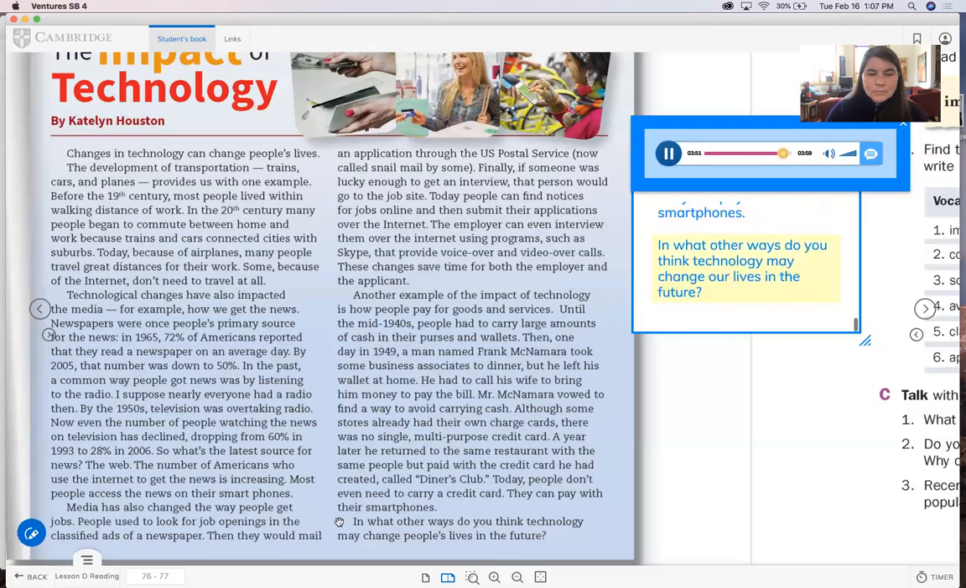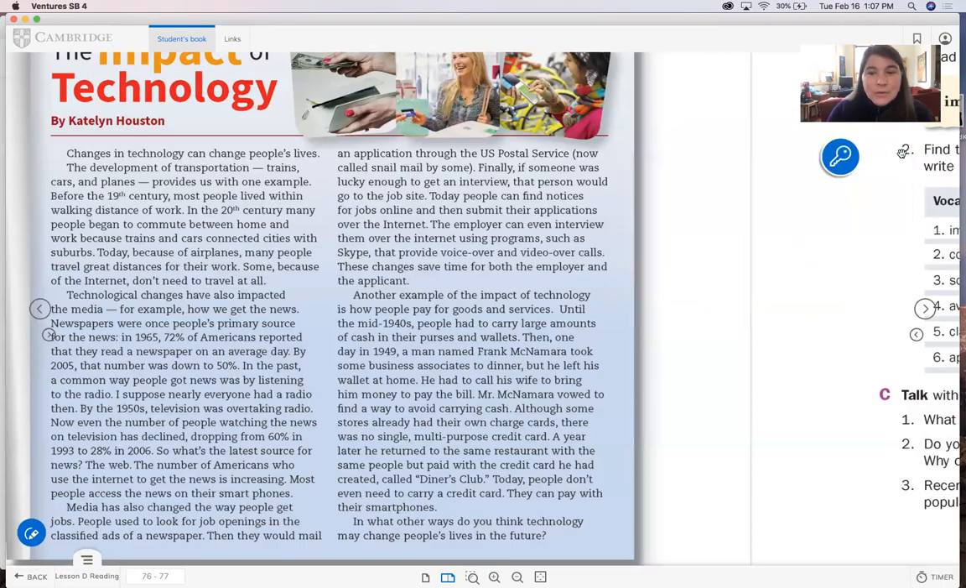In what other ways do you think technology may change our lives in the future? Okay, if you want to, listen again, okay? Rewind the video and listen twice or 3 times. It really helps you to listen again because the first time you get the general idea and then the second time you can listen for more details.